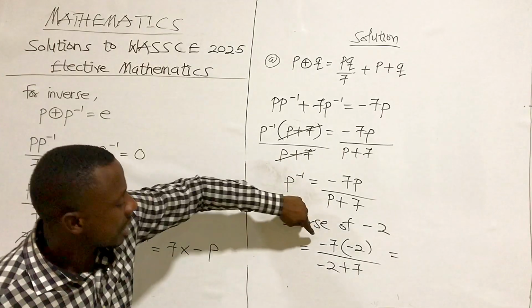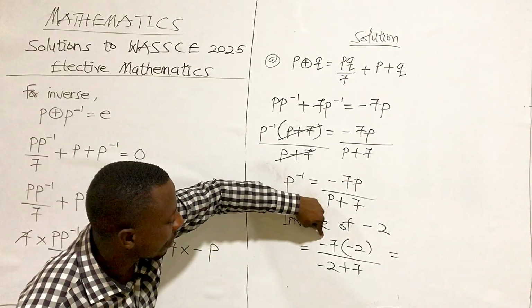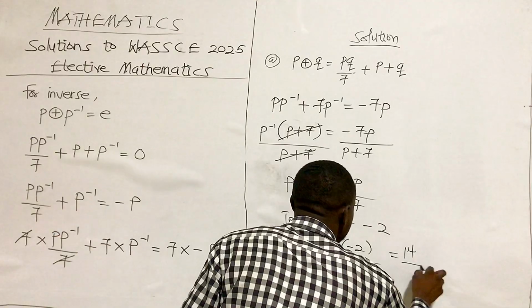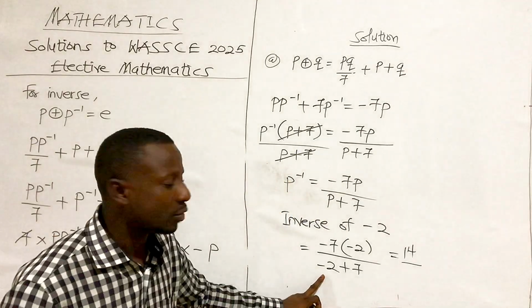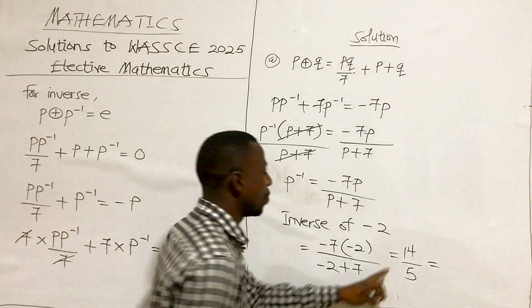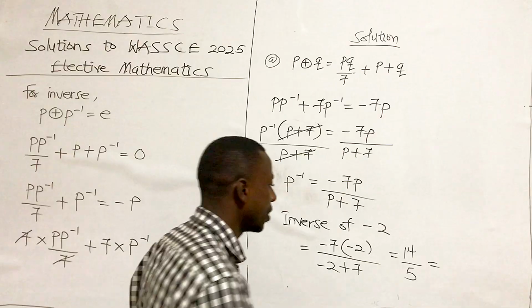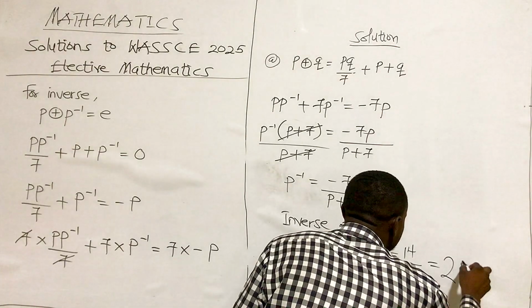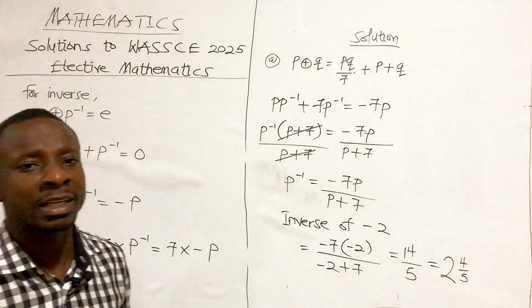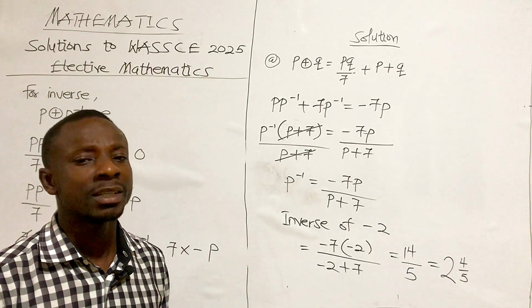So from here, negative 7 times negative 2, we have positive 14 over negative 2 plus 7, we have 5. And we can rewrite this one as a mixed fraction. So we are going to get 2 whole number 4 over 5 to be the final answer for the A. So now let's look at the B part of the question.